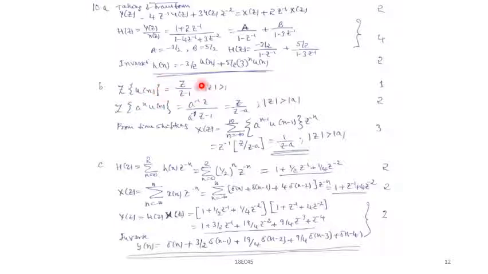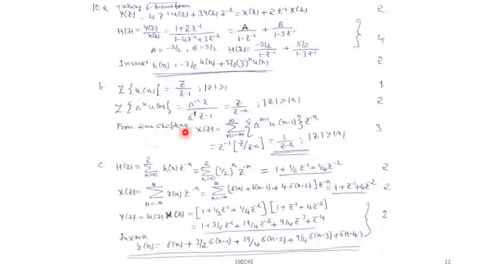The next problem you have to solve using the properties of the Z transform. So first write the Z transform of u(n) is z by z minus 1, that is, mod z is greater than 1. And the Z transform of a to the power n into u(n) is z by z minus a, with mod z greater than mod a.